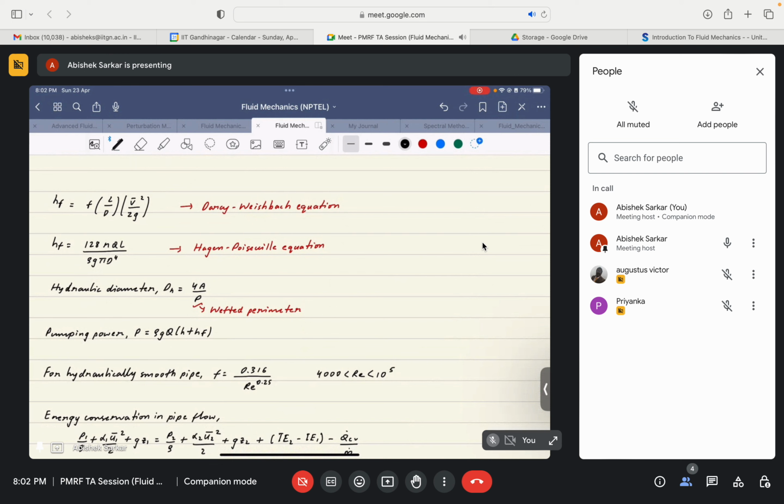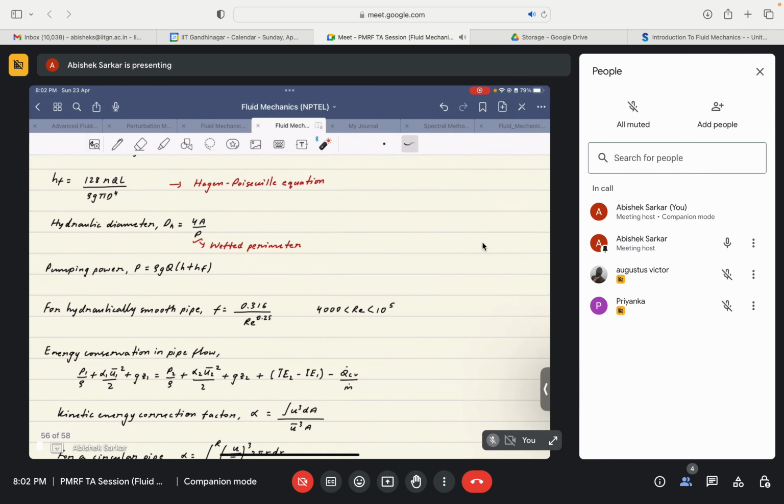So this expression we discussed, the Darcy-Weisbach equation, the head loss presented in terms of a fraction of the kinetic energy head. Again, this we also discussed: hf represented in terms of experimentally measurable quantities. This one is the Hagen-Poiseuille equation. Then we discussed hydraulic diameter, dH equal to 4A by P, where P is the wetted perimeter.